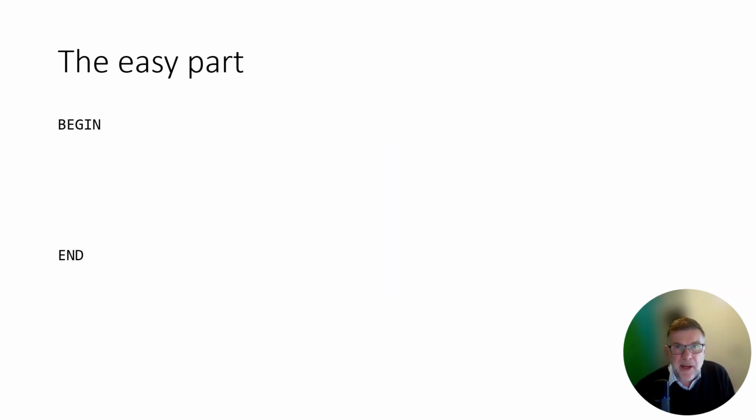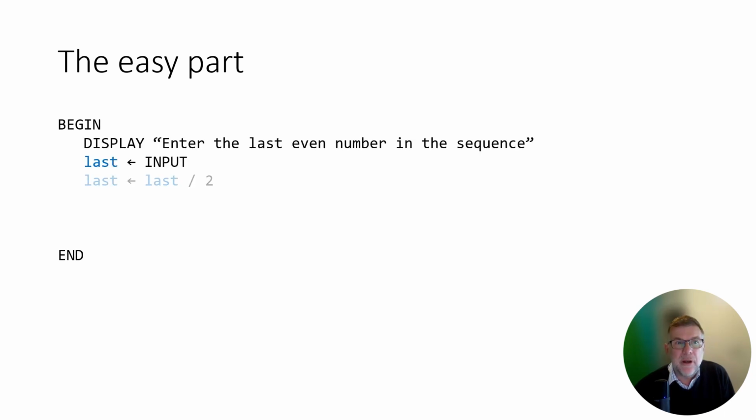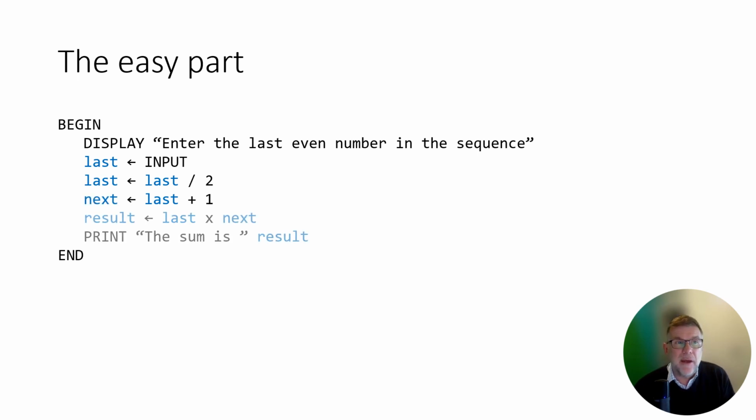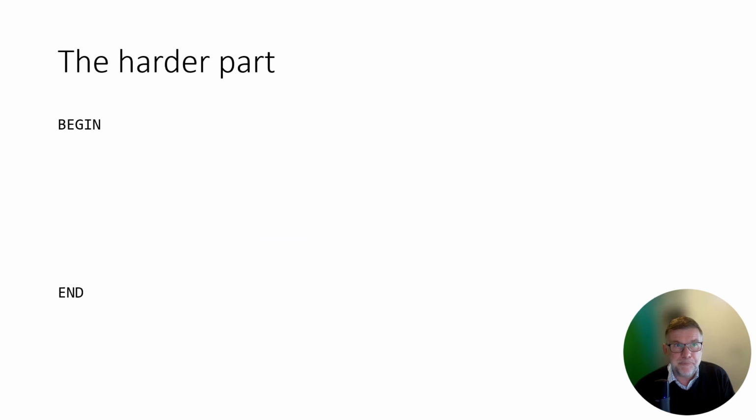The easy part is an example of sequence only. Begin and end with begin and end. Get an input. Divide by 2. Now that might look a little bit odd, but read it as last is replaced by last divided by 2. Multiply them together and show it to the user.